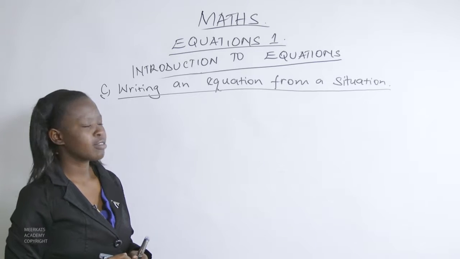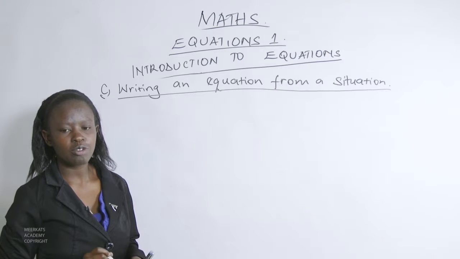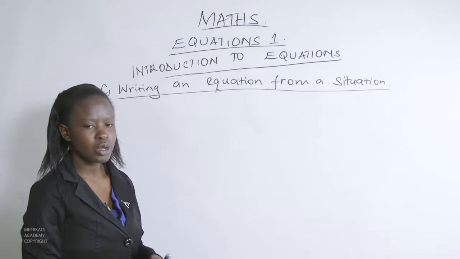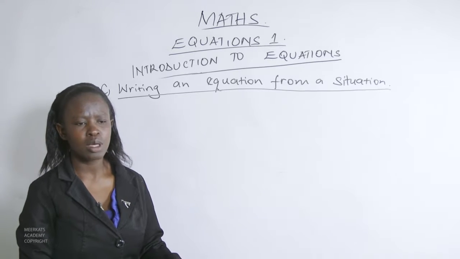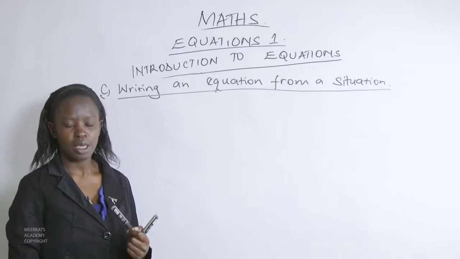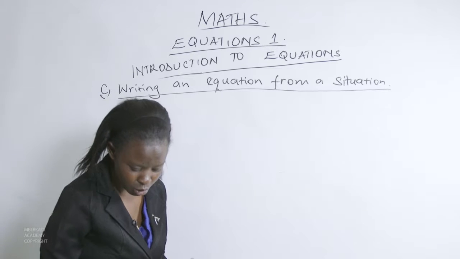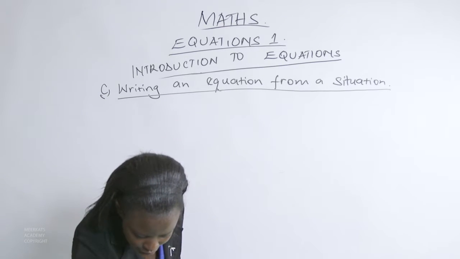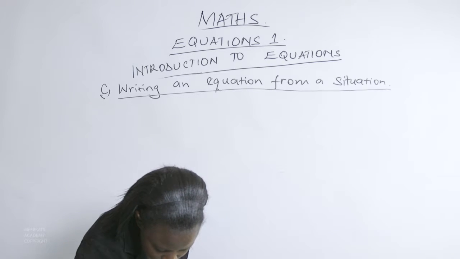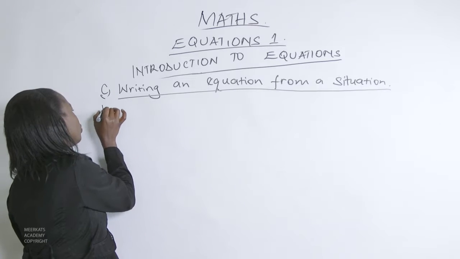You can be given a situation, and from that given situation, you need to form an equation from it. So you are given a situation, you are given a description. That description that you've been given, you need to form an equation from it. So we just have to go through a few examples that will help us identify whatever we are talking about. So this is the question.